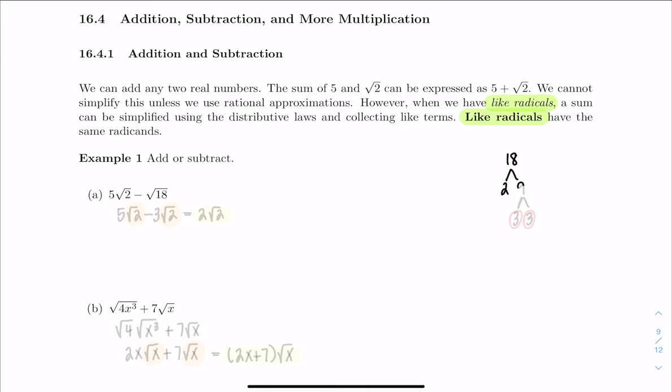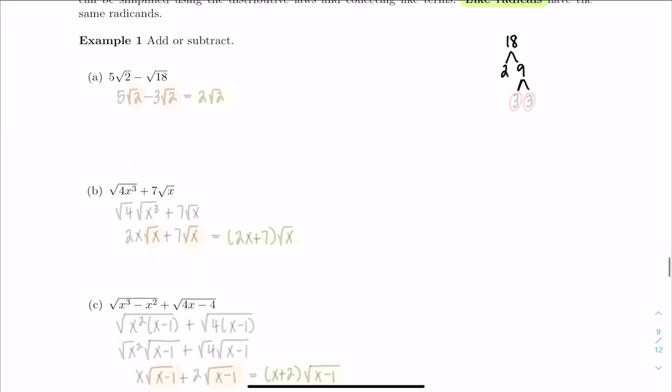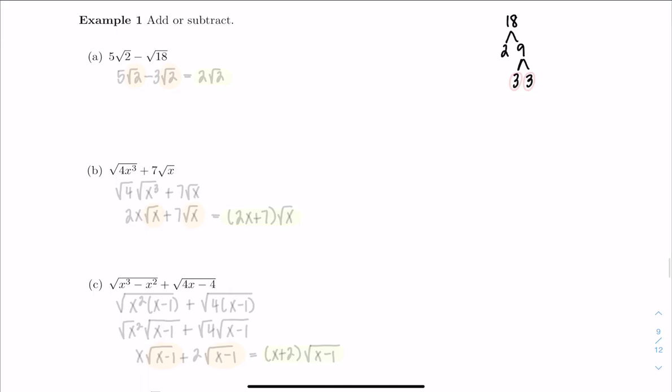Right, and that's going to be 2 and 9. And this is 3 and 3. And so we have the pair of 3's we can pull out with the 2 left over. And so rewriting, we have 5 square root of 2 minus 3 square root of 2. And because their radicals are the same, we can combine the numbers out front and the radical stays exactly the same. It's just like when we add x plus x, we get 2x, not x squared. So this becomes 2 square root of 2.